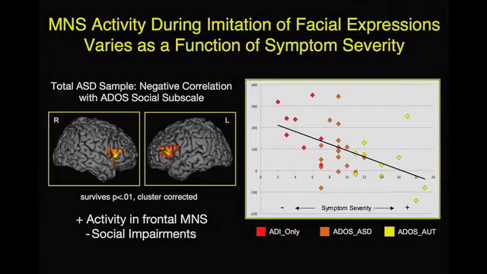And in red are the kids that were only coming out on the ADI. In orange, the kids that were on the spectrum on the ADOS. And then the most impaired kids in yellow, you can see where the kids that had autism on the ADOS. So it's a very nice, strong linear relationship there.